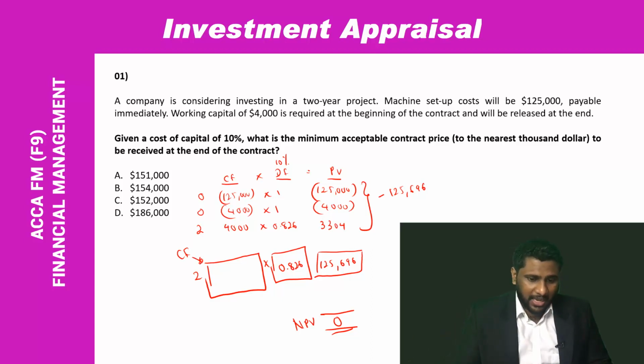So let's do a reverse calculation. 125,696 divided by 0.826 will give you the answer. How much are you getting? 152,174. So minimum you should get 152,174 from your customer in order to proceed with this investment. Then only your NPV will become 0. So in this question, your answer should be what? They are asking for the nearest $1,000. So your answer should be C.